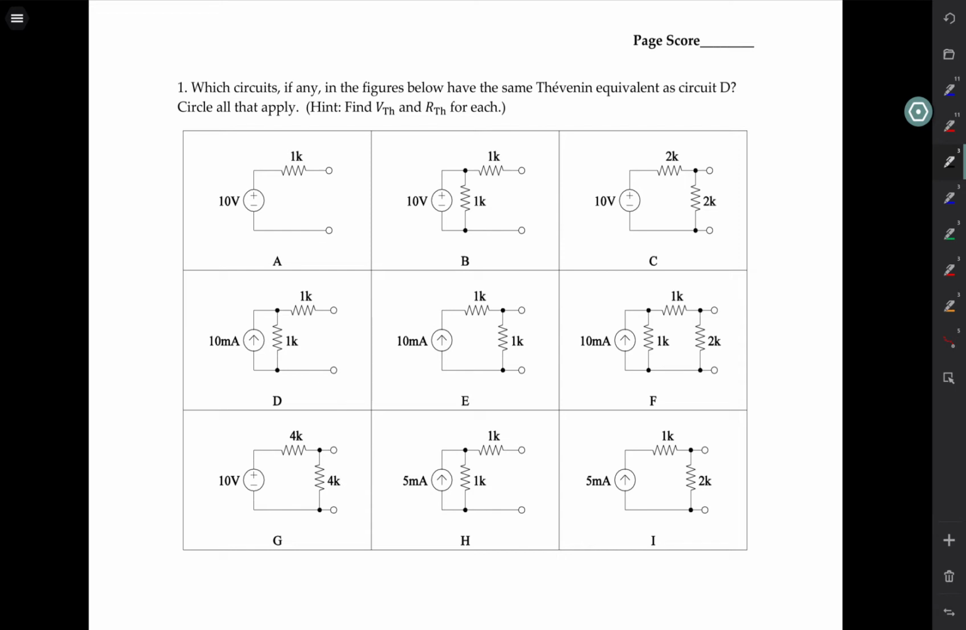This first problem is to basically find the Thevenin equivalents of a variety of simple circuits and to match the ones that are the same, depending on which version of the exam you got a different one to match to. So we'll start from the beginning.